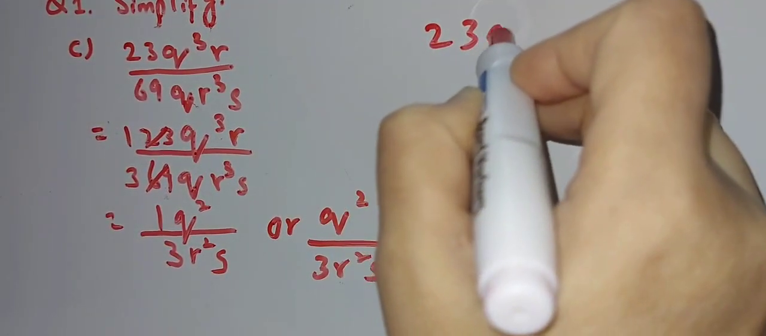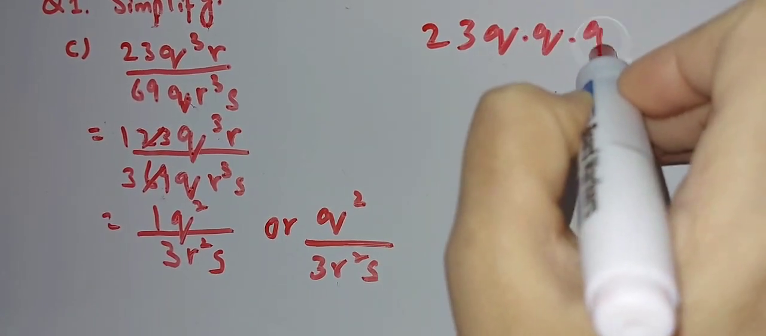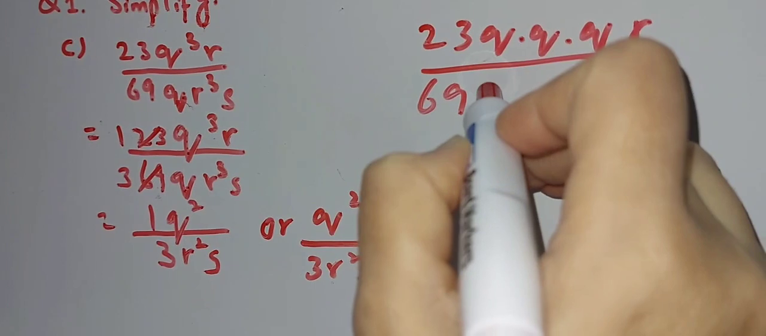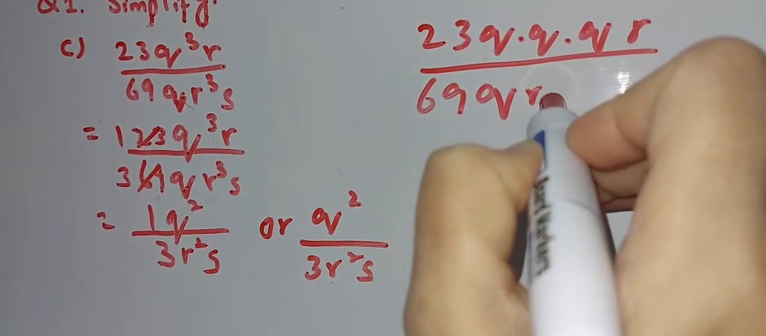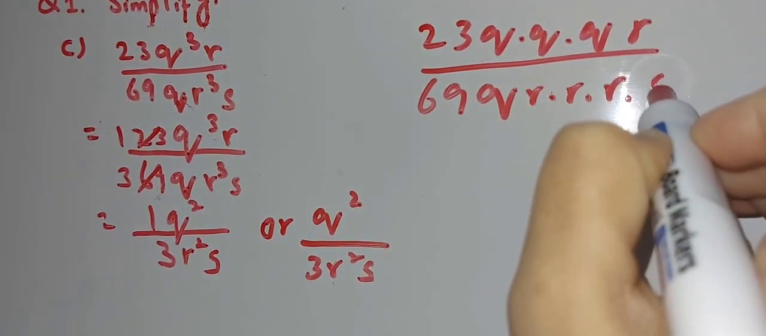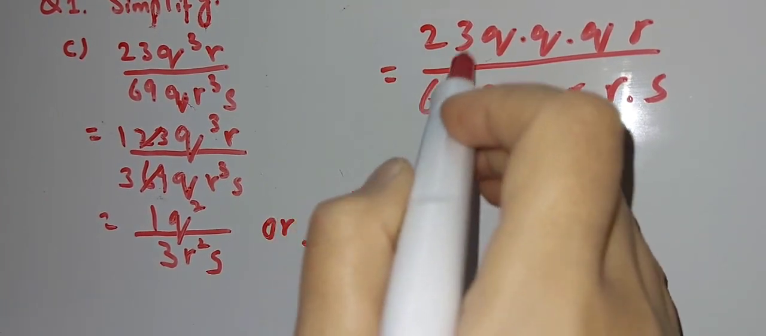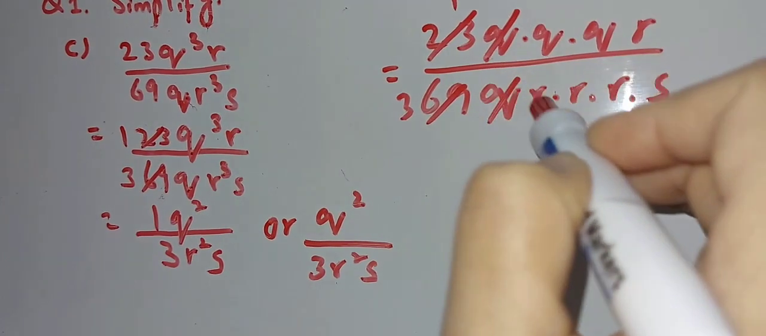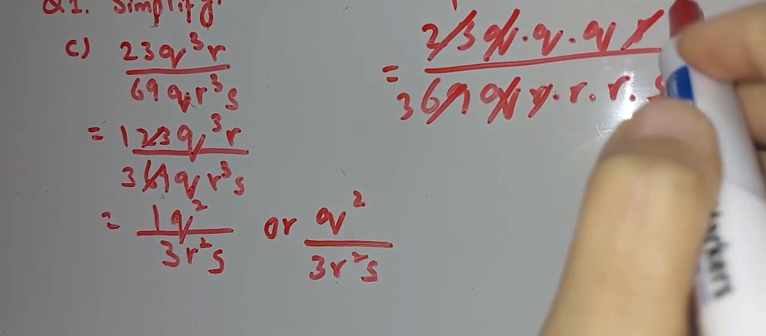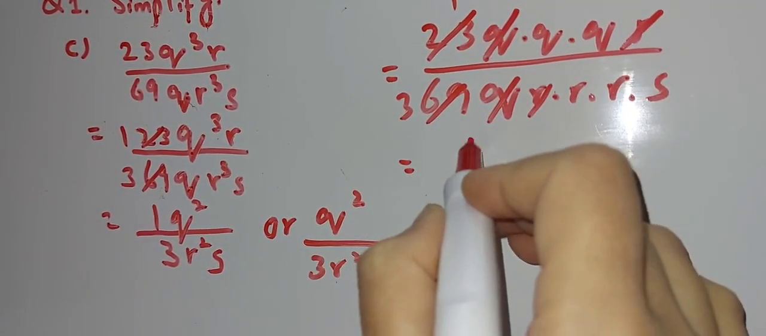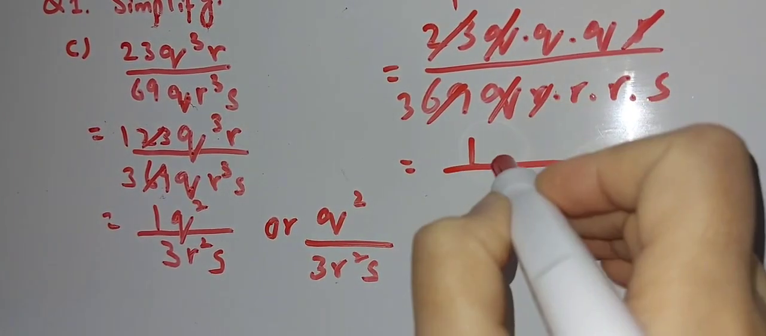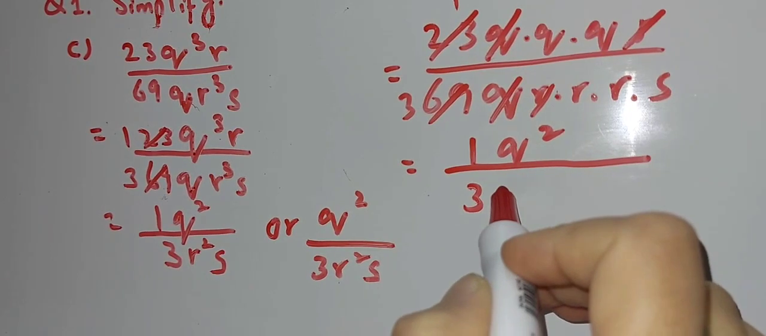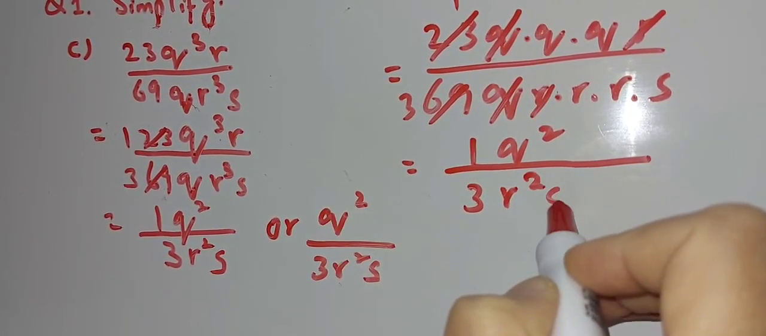I told you that you can solve this question like this as well. 23 q cube and r upon 69, then q, r cube and s. So 1s are and 3s are. Now 1 q cuts 1 q, 1 r cuts 1 r. What is left is 1, and then q square upon 3 r square and s.